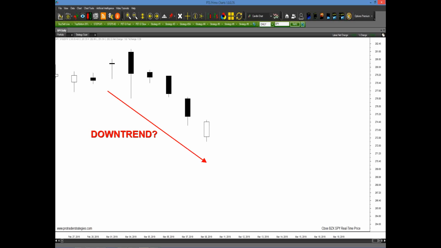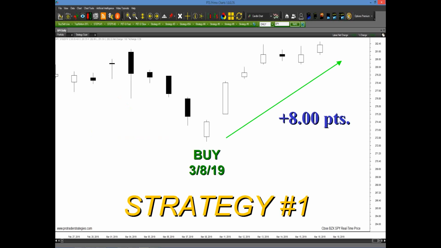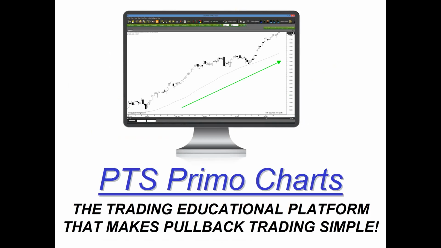When in all actuality, the strategy I'm going to be sharing with you today, the entry rules, which is strategy number 1, would have generated a buy signal right here on the 8th of March. And as you can see, the market went up around 8 points on the spiders, which represented close to, I believe, 700 points in the Dow. So you're going to get the entry rules to this, and we're going to show you how easy it is to actually implement on our platform.